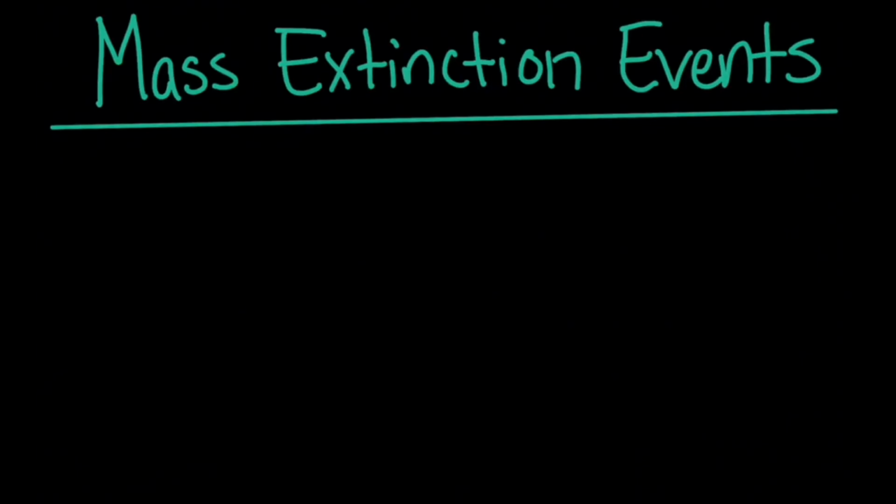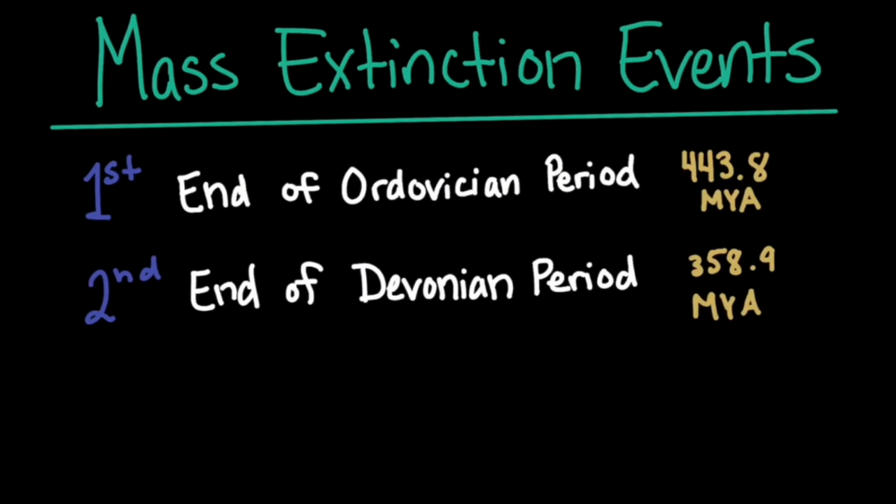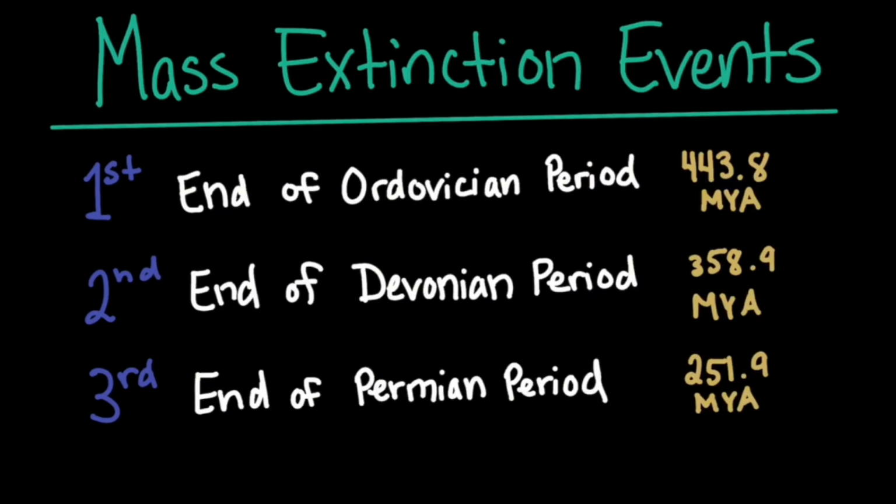There has been at least 5 major mass extinction events in the last 540 million years. The first occurred at the end of the Ordovician period, roughly around 443.8 million years ago. The second occurred at the end of the Devonian period, 358.9 million years ago. The third occurred at the end of the Permian period, roughly around 251.9 million years ago. This was the most devastating of the five mass extinction events.